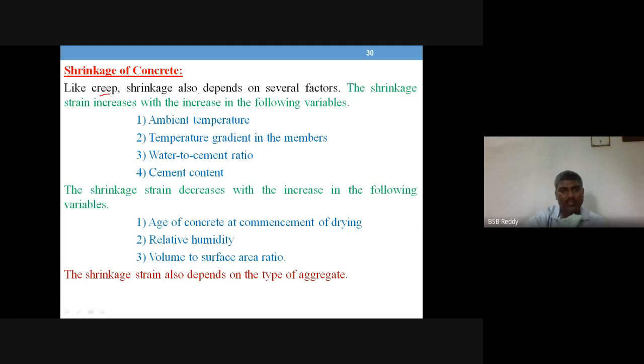Like creep, shrinkage also depends on several factors. The shrinkage strain increases with the increase in the following variables.